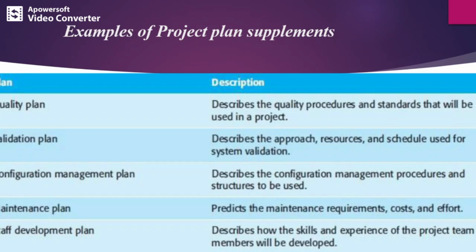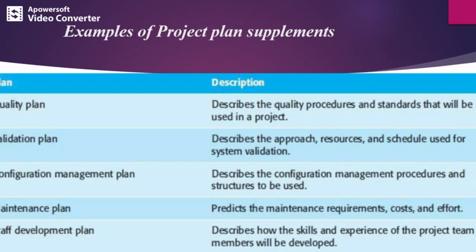Second one is the validation plan. You need to validate your system, which is the most important thing. So you have to specify the resources, the approach, and the schedule for system validation. Third one is the configuration management plan. This describes the configuration management procedures and structures to be used. So you're planning some of the configuration management procedures, how to configure the system, and those steps need to be specified here.